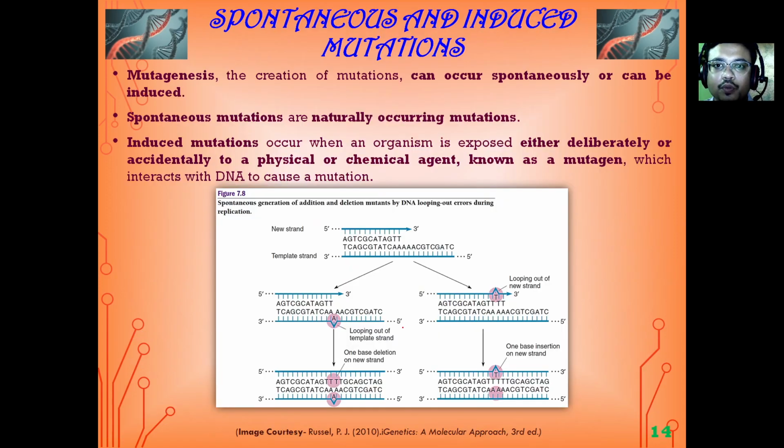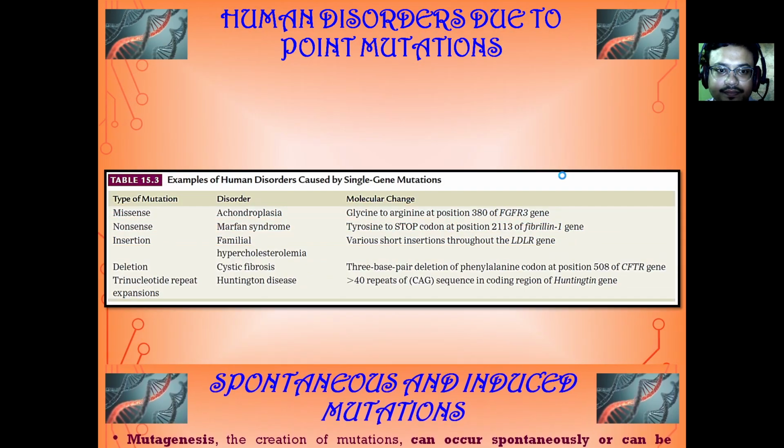There are also two more types of mutation according to their occurrence. It can be classified as spontaneous mutation if the mutations are occurring naturally, or as an induced mutation where an organism is deliberately or accidentally exposed to a mutagen. Mutagens are the chemicals or physical agents which can cause mutation in the DNA sequence of an organism.